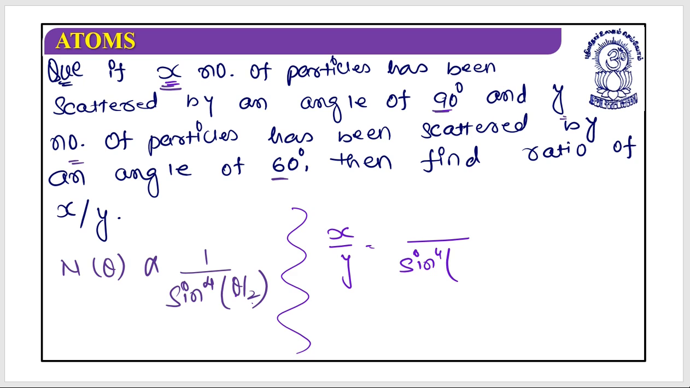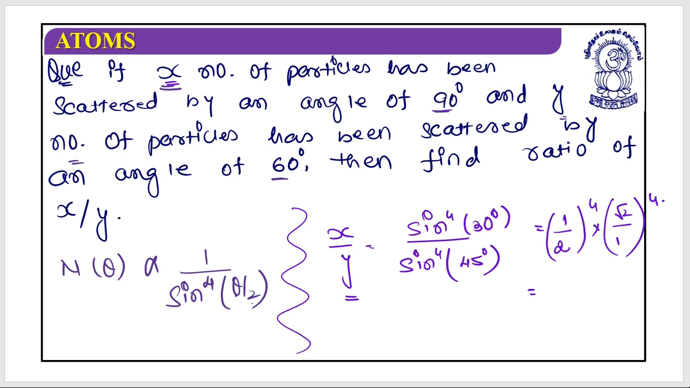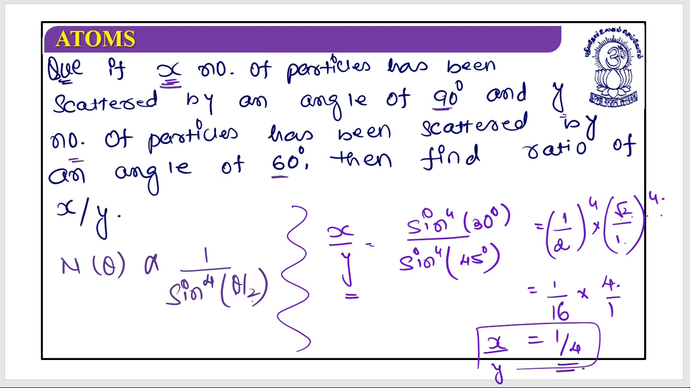x is the number when the angle was 90 degree, so 90 by 2 is 45 degree. And y is the number when the particle has been scattered by an angle of 60 degree, so it's sine to the power 4 of 30 degree. Sine 30 degree is 1 by 2, so it's (1 by 2) to the power 4, and sine 45 is (1 by root 2) to the power 4. So this is 1 by 2 to the power 4, which is 1 by 16, multiplied by root 2, root 2, root 2, root 2. This is 4 is to 1, so x by y equals 1 is to 4. I hope this is clear.